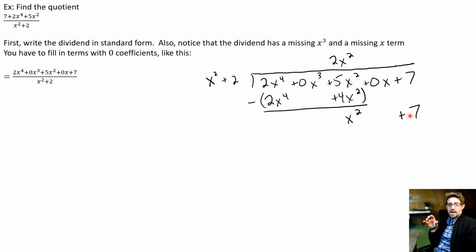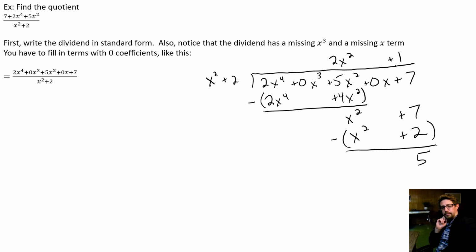Almost done. Now we say, okay, what do we need? How do we get from here to here? What do I have to multiply x squared by to get x squared? Well, it's just 1. Right, so the next thing that's going to go up here is just a 1. So line your 1 up with this 7. Line up the places. Okay, so I have x squared plus 2, and you're going to subtract. So you see how it just lined up automatically? It worked out. You subtract, you get, okay, these terms go away, and then we're just left with a 5.